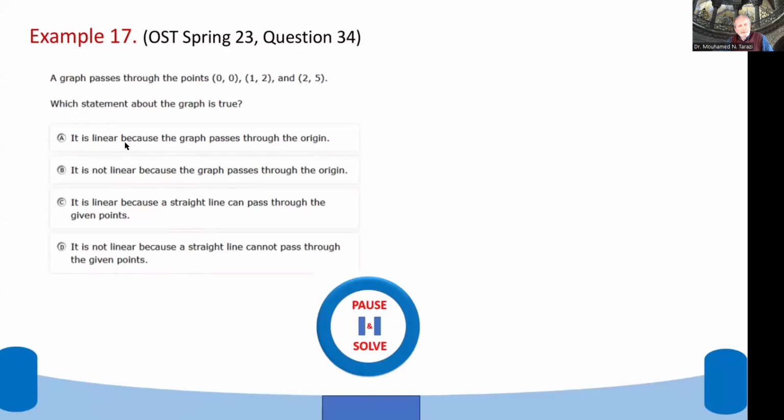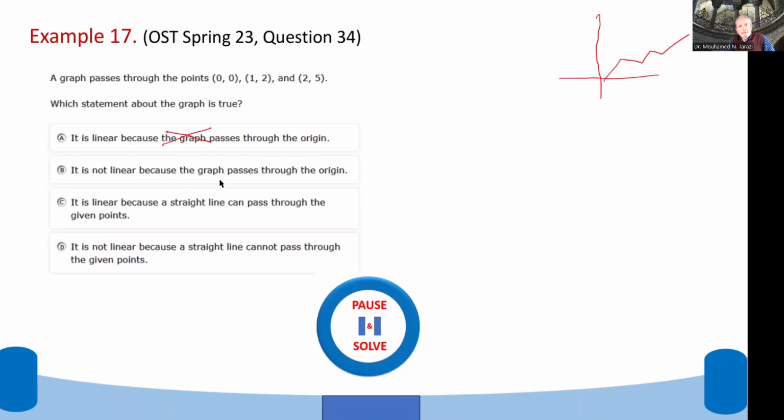It is linear because the graph passes through the origin. This is your origin, (0, 0). And it claims it's linear because it passes through the origin. Passing through the origin has nothing to do with being linear. You can create a very simple example here that's not linear and it passes through the origin. So that's not an option, okay? That's not an option.